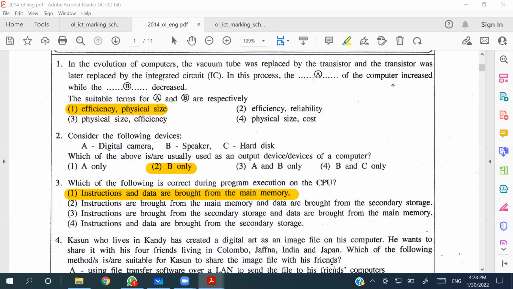And Saran, you're asking the third one is not the second answer. Instructions are brought from the main memory. Data are brought from the secondary storage. So when a program is in execution, both data and instructions are in the main memory. They'll load everything there and take things from there. So before it reaches the CPU, things are coming from the main memory. So to the main memory, things can travel from the input devices and from the storage devices.